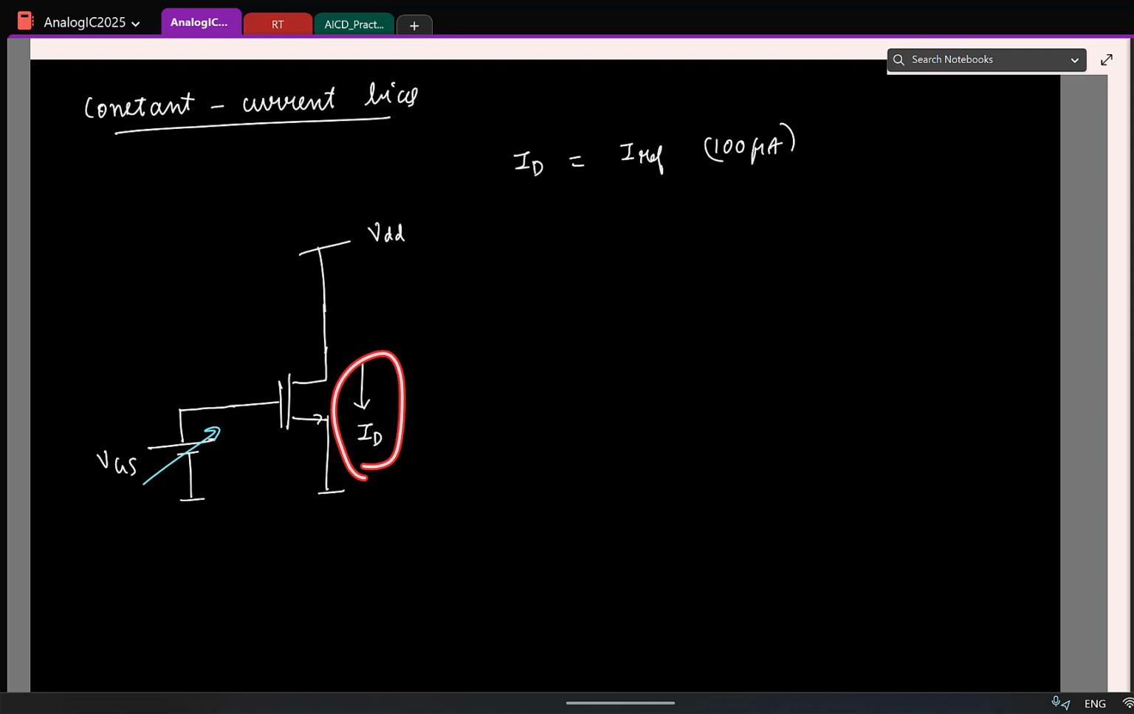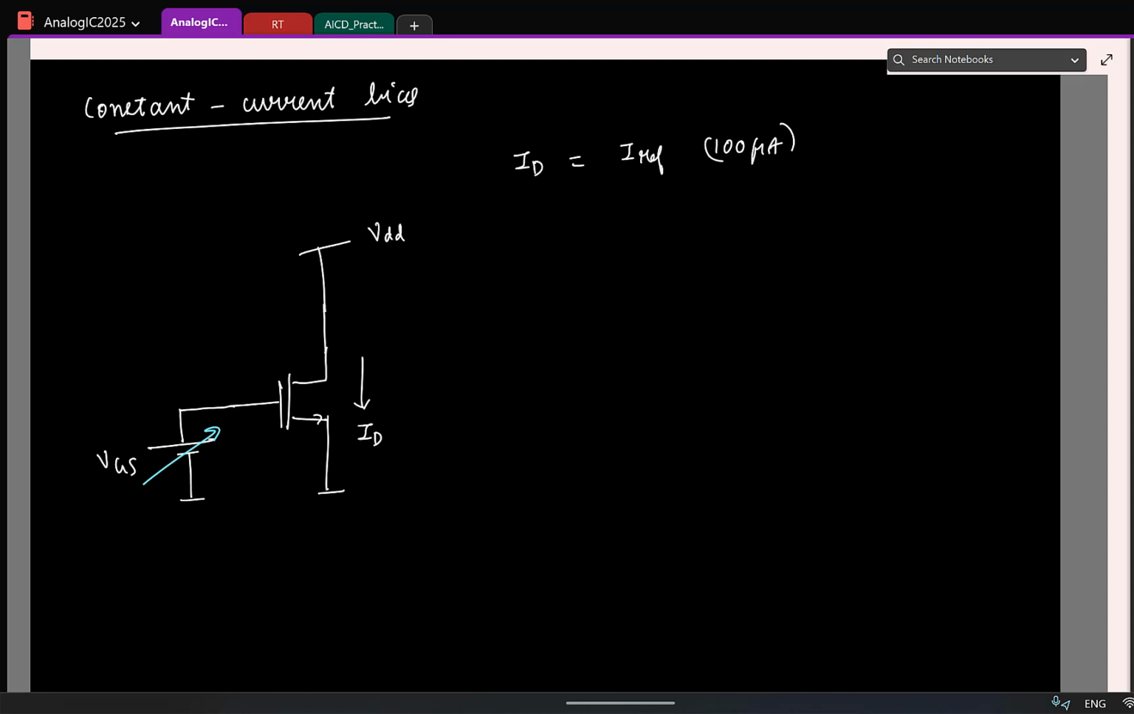Yeah, I have to somehow keep ID constant. So what should I be doing? I should compare ID with the reference current, and then what do? That's what you should do. Is that clear? First I'll measure ID somehow, compare it with the given reference current of 100 microamps, and based on that I'll go and change my VGS so that the current is constant.